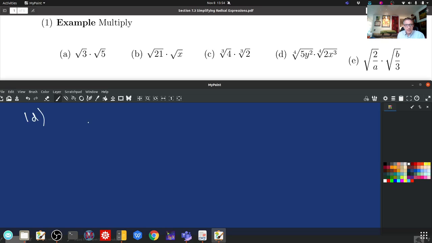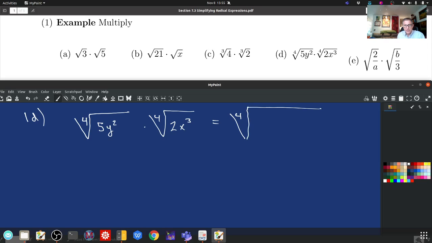1d. So the fourth root of 5y squared times, again we have the same index, the fourth root of 2x cubed. So the index is even, so we'll keep that in mind. So just using the product rule, that's the fourth root of 5 times 2, which is 10, y squared x cubed. And there can be no simplification. That's all we have.